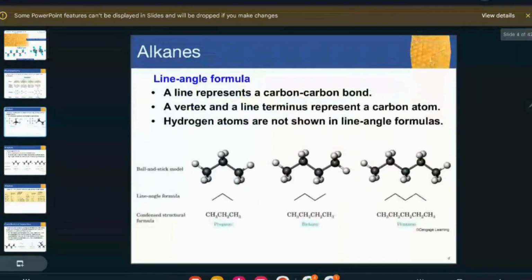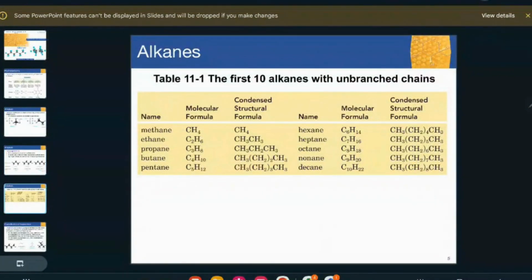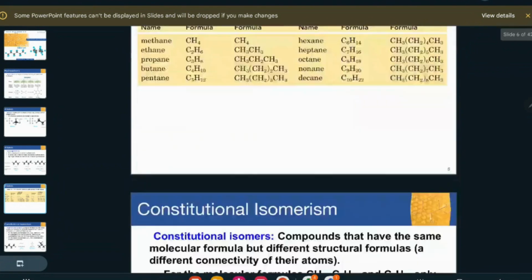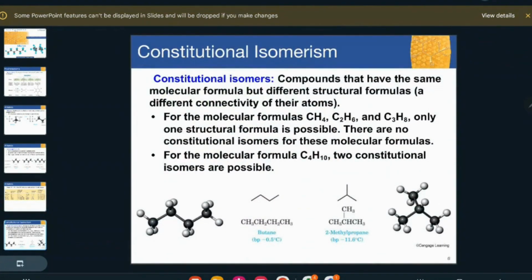What else? I just want you to remember first the 10 alkane prefixes: meth, eth, prop, but, pent, hex, hept, oct, non, and dec. I hope you still remember these because they will come in handy when we get to the topics we will discuss next. Also, we have what we call isomerism.